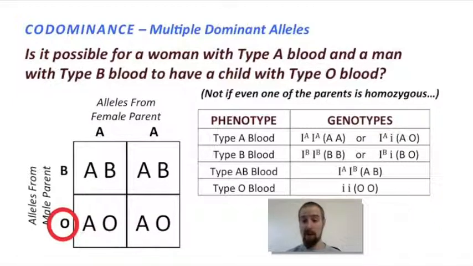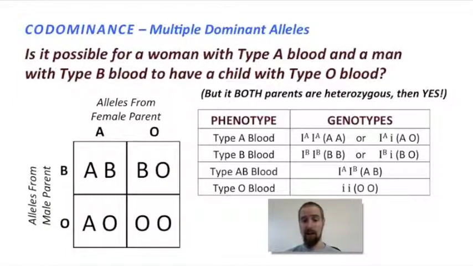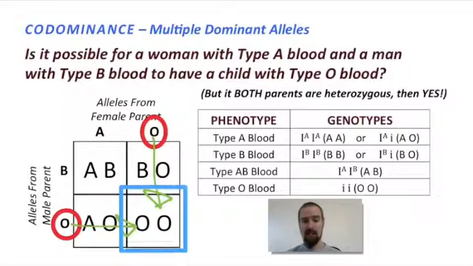With only one type O allele between the two parents, it is still impossible for their offspring to inherit two copies of this allele. But if both parents are heterozygous, meaning that each parent has one type O allele to pass on, then there is a 25% chance that their offspring will inherit one type O allele from each parent and will have two type O alleles necessary to have the type O blood phenotype.